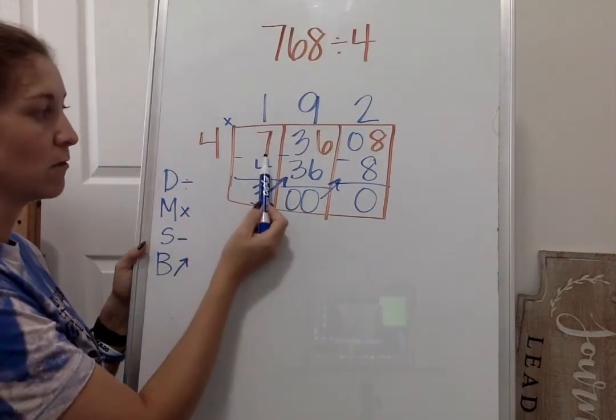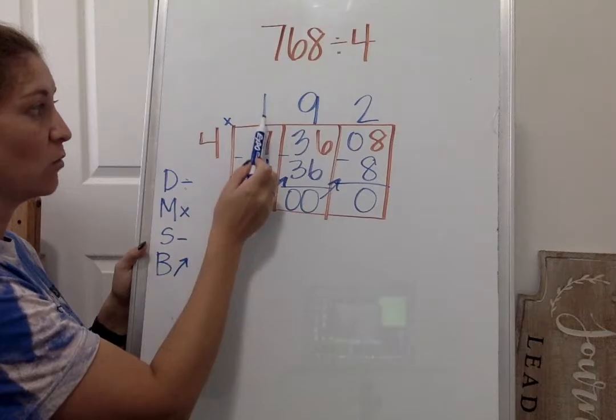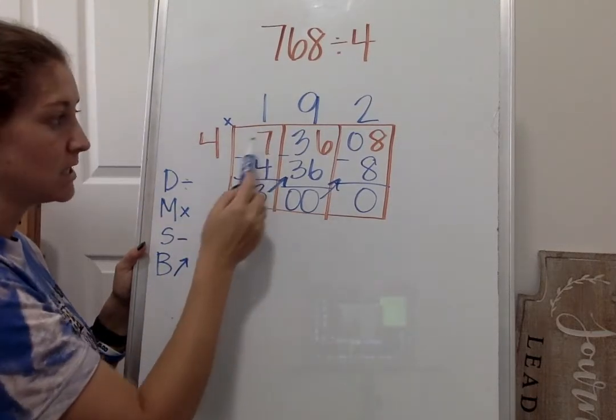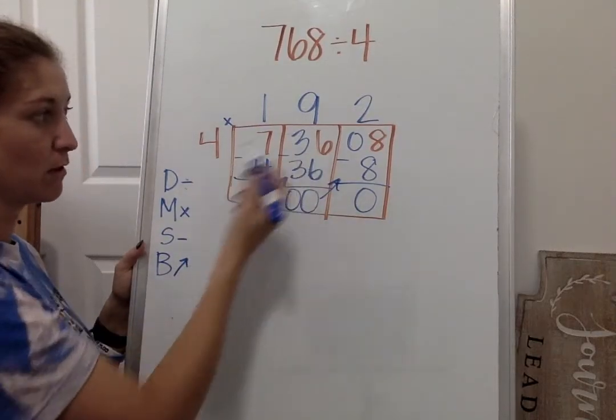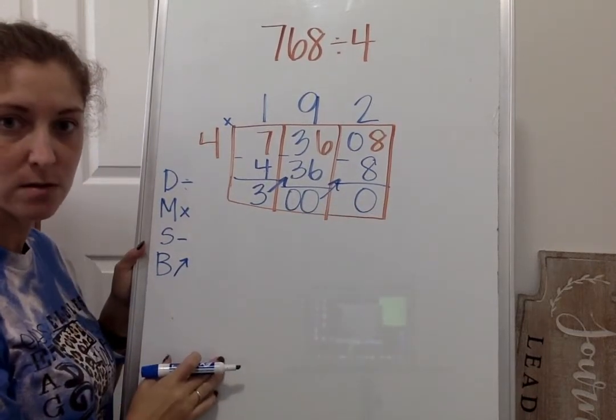How many times can 4 go into 7? That's my divide. 1, it can go in 1 time. 1 times 4, that's my multiplication, is 4. 7 minus 4, that's my subtraction, is 3, and then I bring the 3 over. And I continue that step however many times I have boxes.